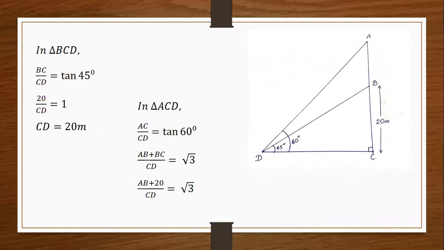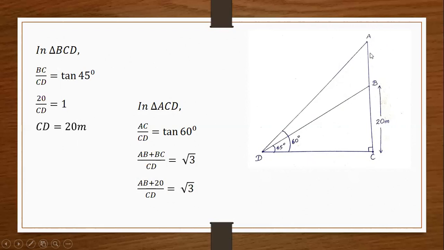In triangle BCD, tan 45 degrees, opposite side by adjacent side, BC by CD. So we get CD to be 20 meters. Tan 45 is 1. So CD is 20 meters.